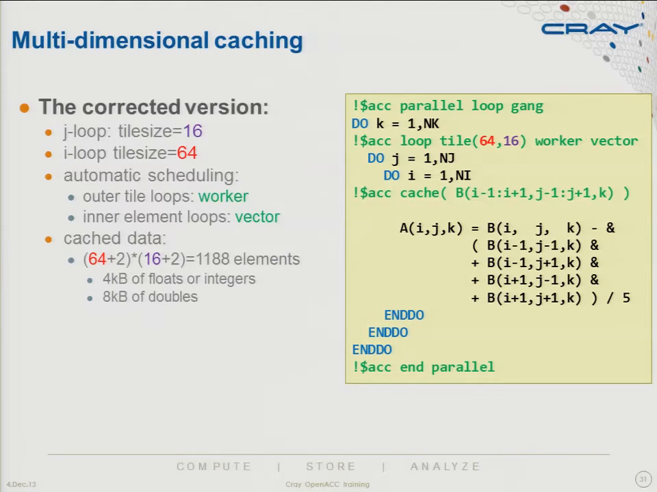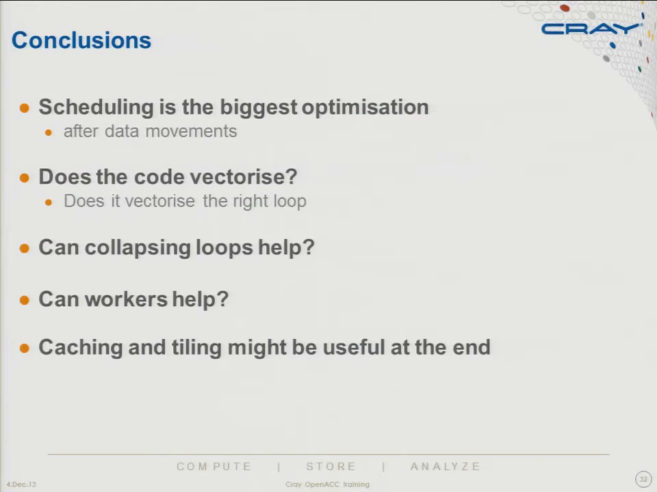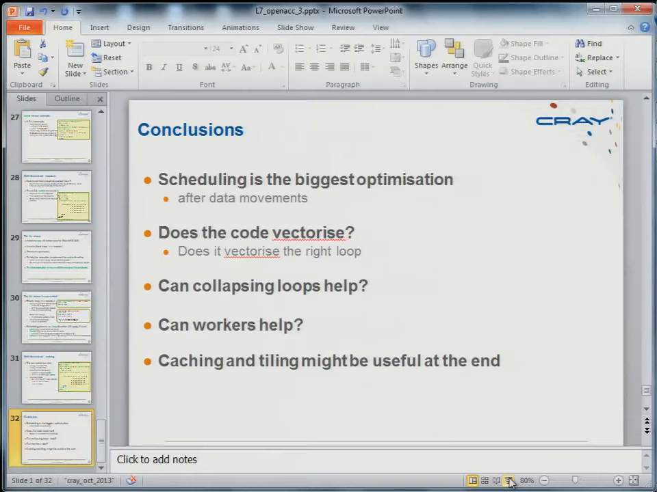So if you're doing multi-dimensional caching, tiling the loop nest can help. But let's gloss over that for the minute. Scheduling, after data movements, is your biggest optimization. Getting the vectorization right is probably the thing to spend your time on. Collapsing loops and worker clauses can help, but I would get the vectorization right first. Caching and tiling are useful at the end. I will give some examples in a sec of exactly where they might be useful. Are there any questions on that?